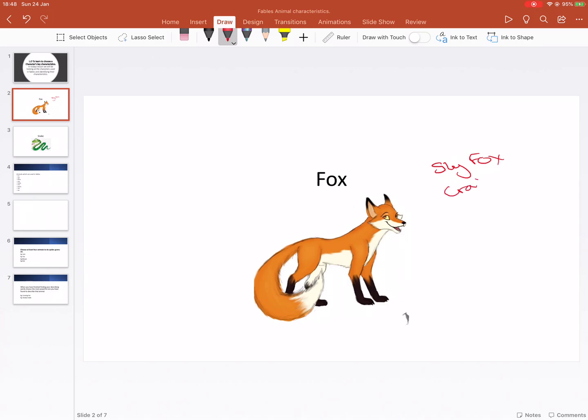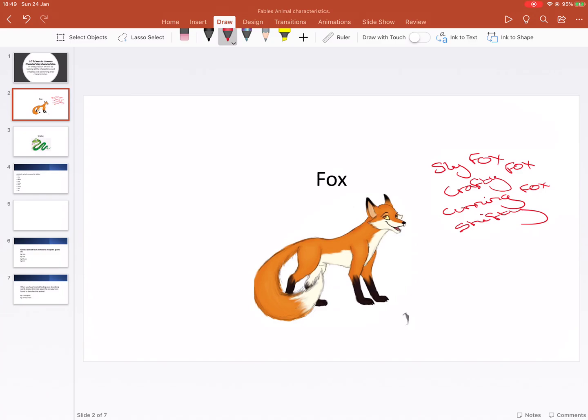Very crafty fox. Okay, another word can we think of? Ooh, cunning fox. Writing on this, and let's see, what else is he? I'm going to call him quite shifty. He's quite a shifty fox. Shifty. Yeah, definitely shifty. Okay, so we can look at that.